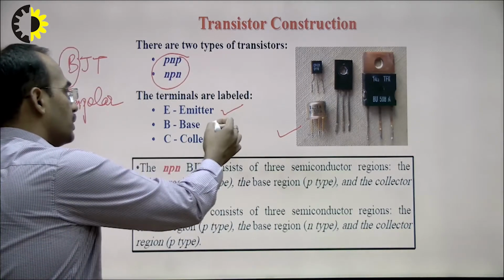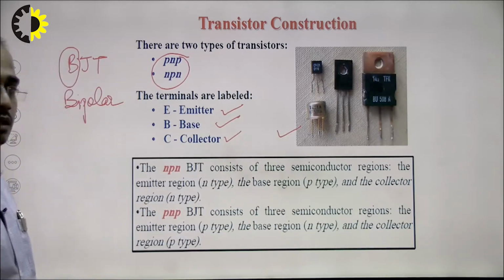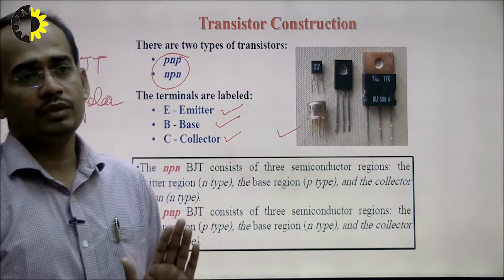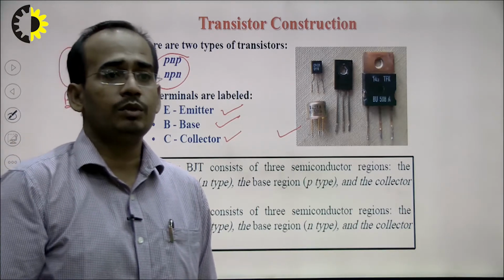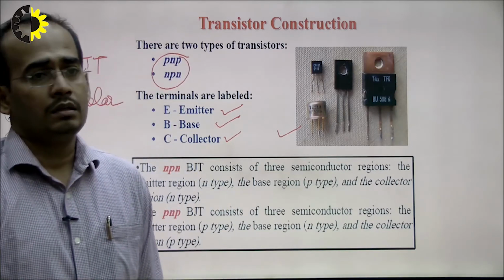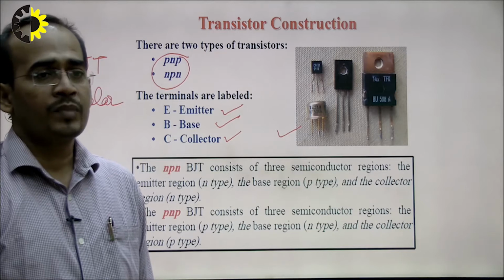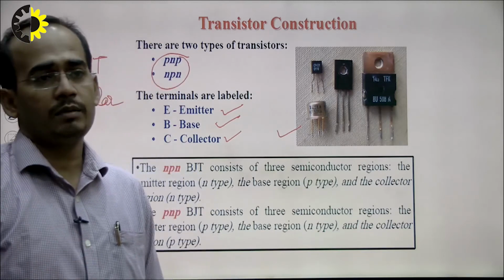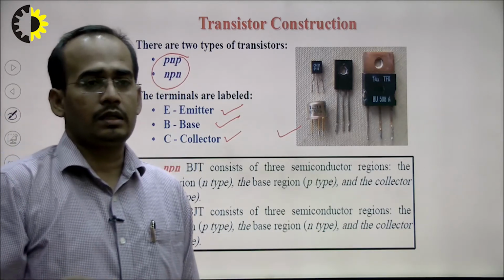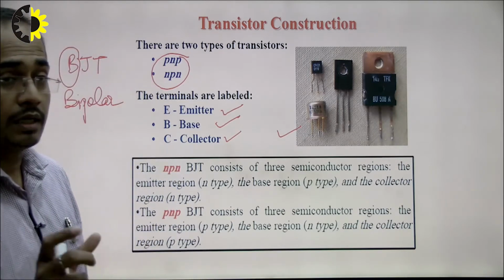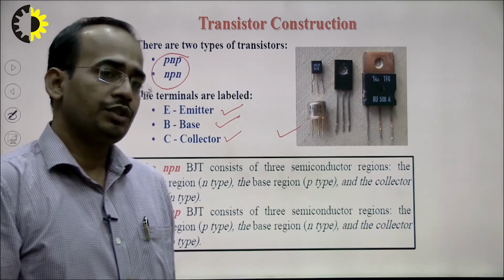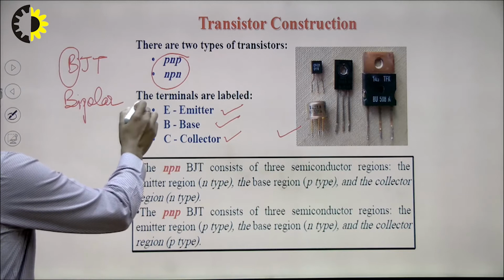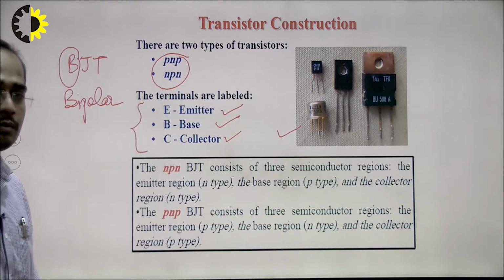So, what is the emitter terminal, what is the base terminal and what is the collector terminal? The emitter terminal is the terminal through which majority charge carriers are injected. The base terminal is the terminal through which the charge carriers injected by the emitter pass to the collector. And the collector terminal is the terminal which collects the charge carriers injected by the emitter.